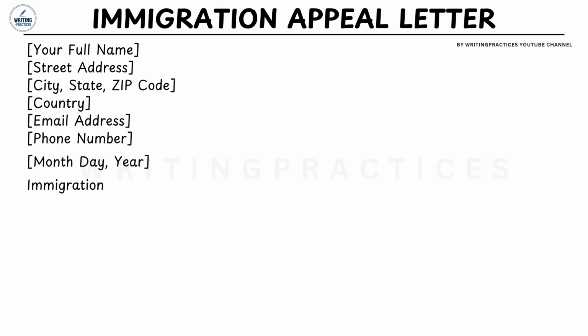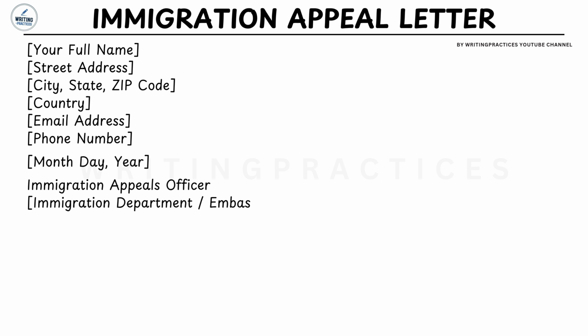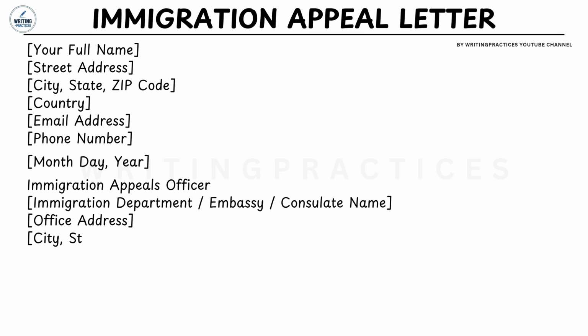Recipient information. This section identifies the immigration office receiving your appeal. For example, Immigration Appeals Officer, U.S. Citizenship and Immigration Services Appeals Office, 20 Massachusetts Avenue, N.W. Washington, D.C., 20529, United States. This ensures your appeal reaches the correct office. Verify the correct appeal submission address from your refusal notice or official immigration website.